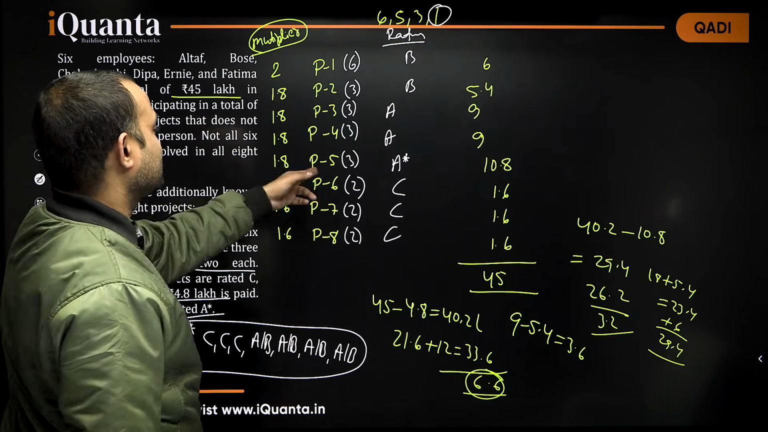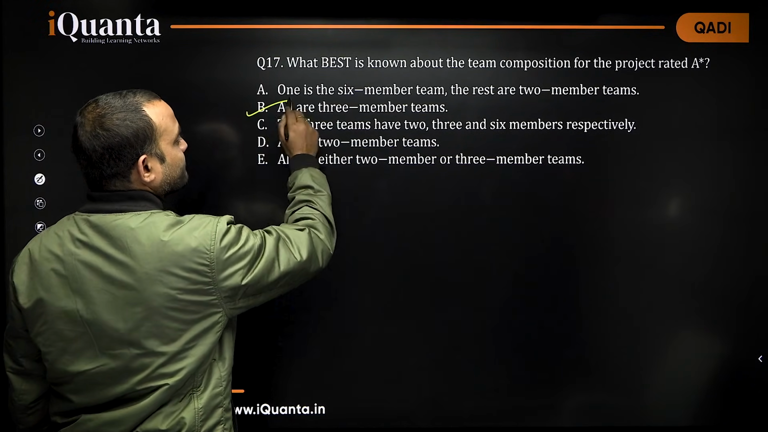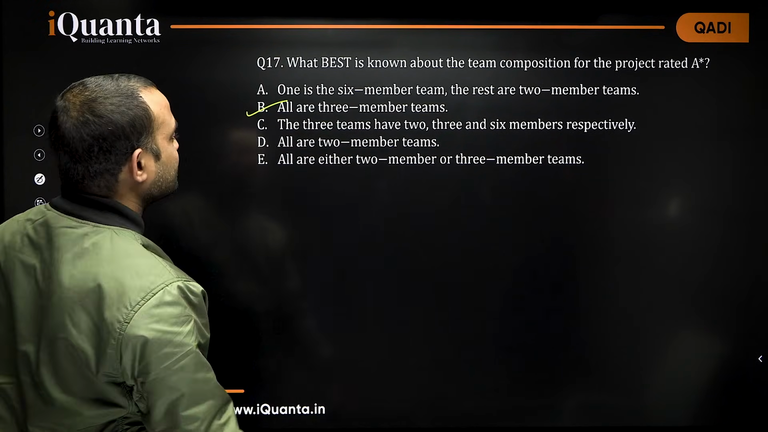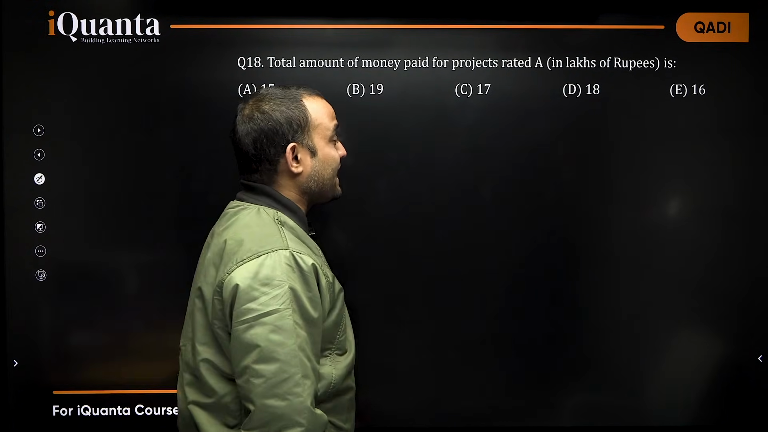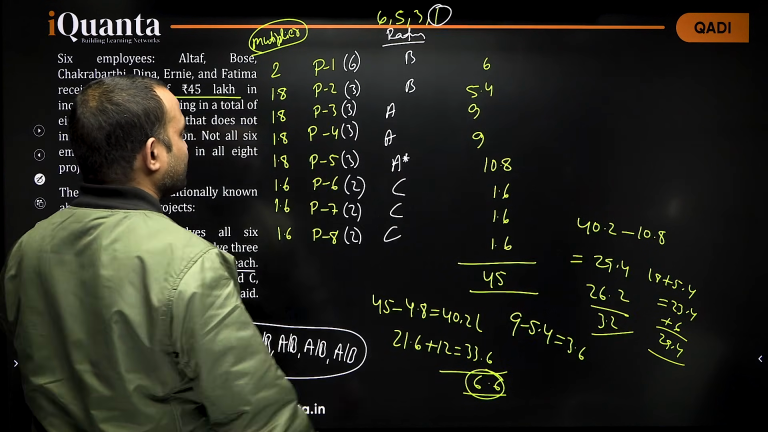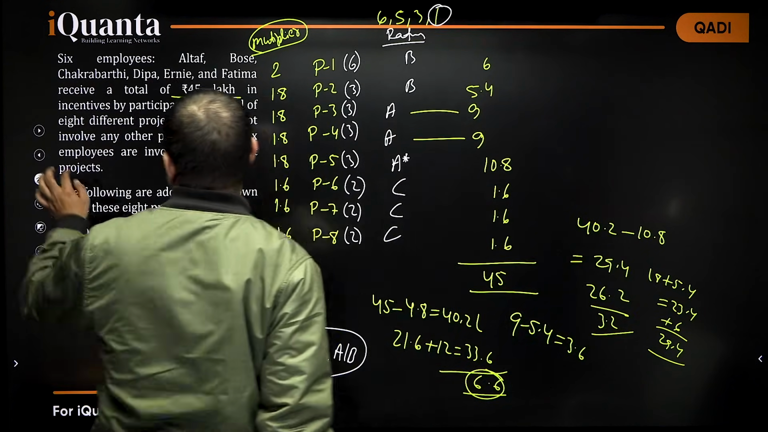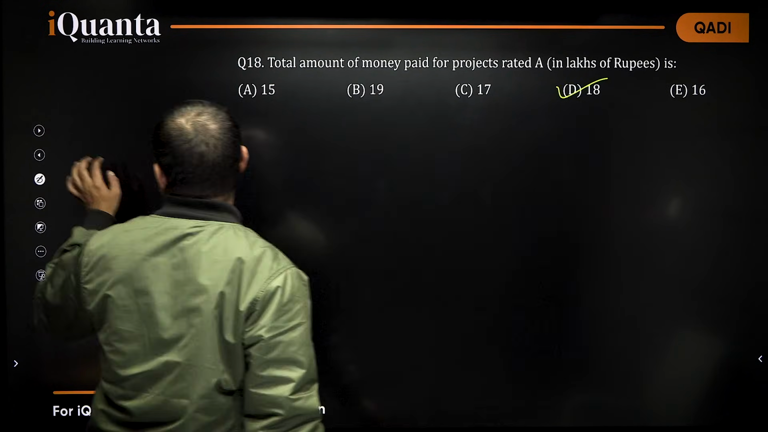What is best known about the team composition for the project rated A star? Project rated A star, it's a 3-member team. All are 3-member teams, right? Only one project was rated A star. Total amount of money paid for projects rated A. Rated A, total amount of money, projects rated A. This one and this one. So 9 plus 9, it will be 18, which is option D.